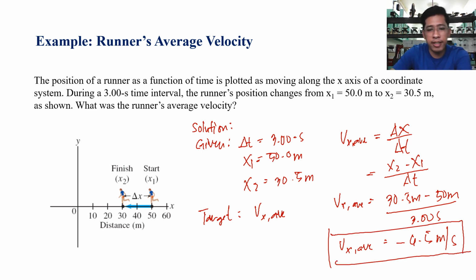We got the negative velocity because, again, your runner travels from 50 towards 30.5, to the left, or to the west. So the negative sign shows the direction in which your runner travels.